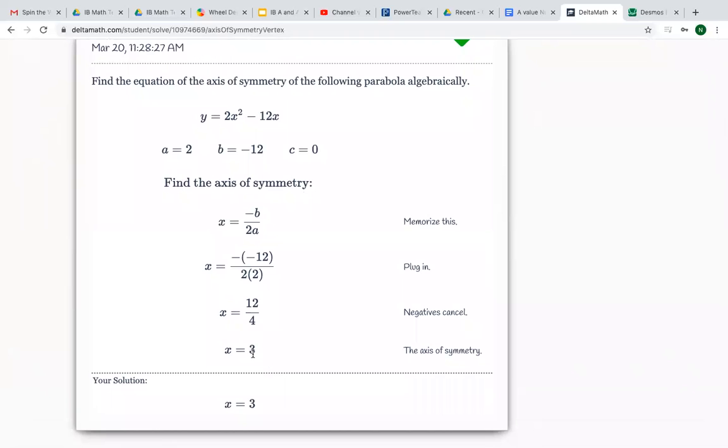Will this be on the test? What? Will this be on the test? No. Okay.